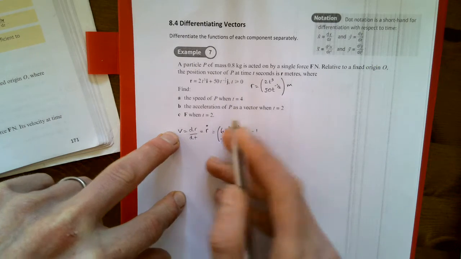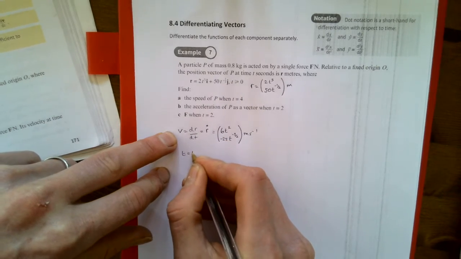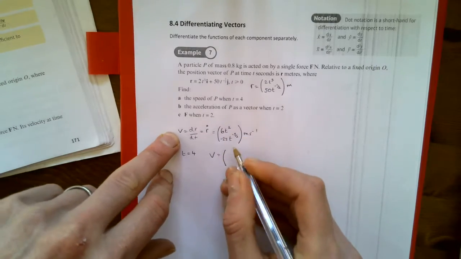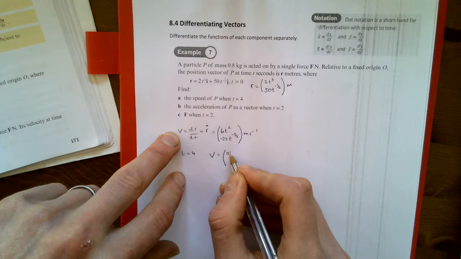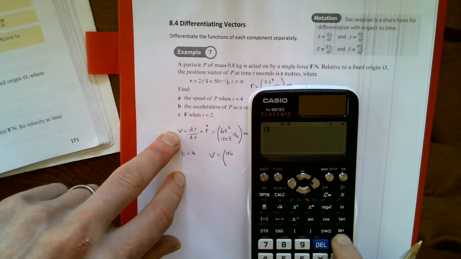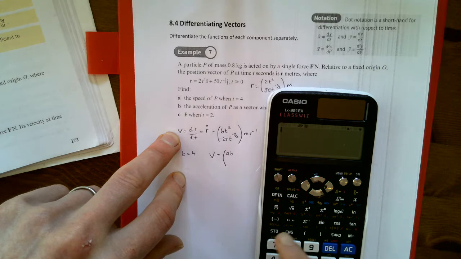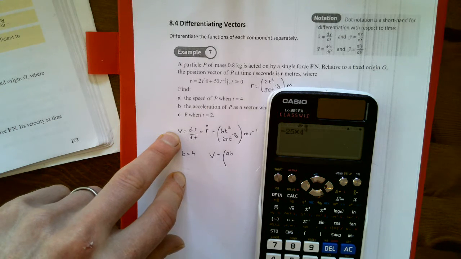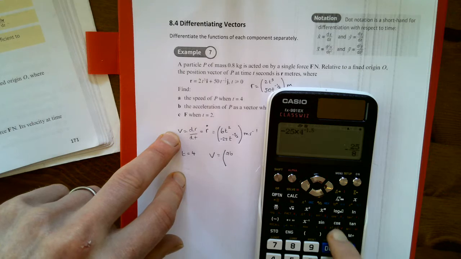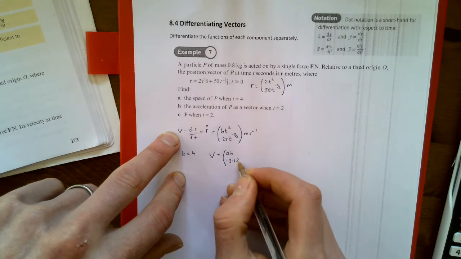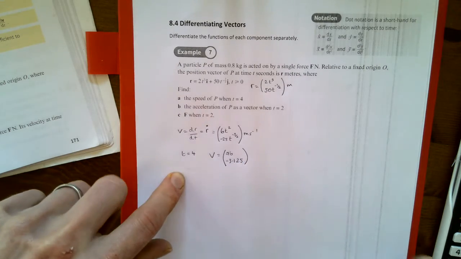Okay, so that's our vector in terms of velocity. It's now told us that t is equal to 4, so we can work out the velocity. 4 squared is 16, and 6 times that is 96. Let's do the other one on the calculator: negative 25 multiplied by 4 to the power of negative 1.5 gives you negative 3.125. Okay, so that's part A.